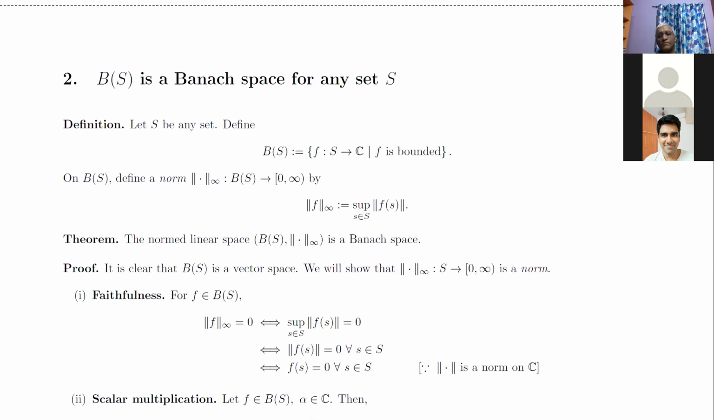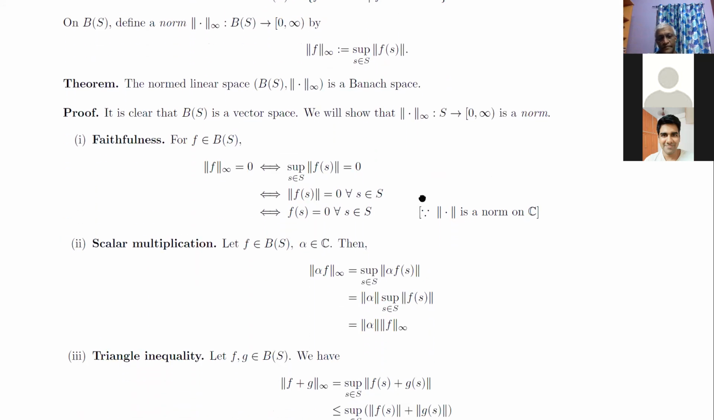So let's just define what B of S is. Let S be any set. We call B of S the set of all functions from S to C, complex numbers, such that f is bounded. And on B of S, we define the supremum norm, which is the supremum over every s in S of mod f of s. This mod once again is taken in the complex numbers. And the claim is that B of S is also a Banach space.